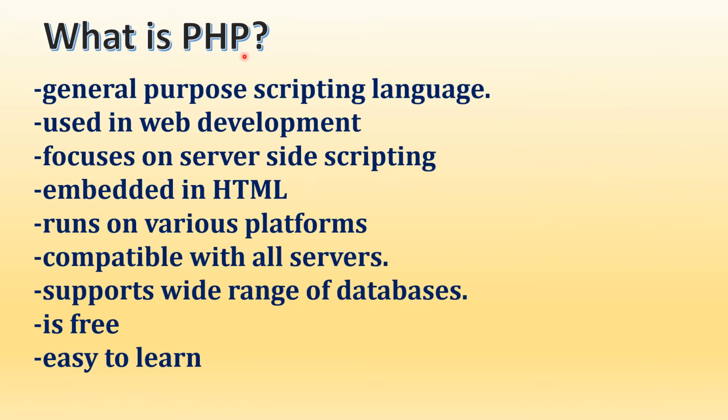What is PHP? PHP is a general purpose scripting language. General purpose means suitable to be made for two or more basic purposes. So PHP is used to develop dynamic interactive web pages. Dynamic website means, for example, a search engine is a dynamic website. It's also used to create web applications. It is used in web development.